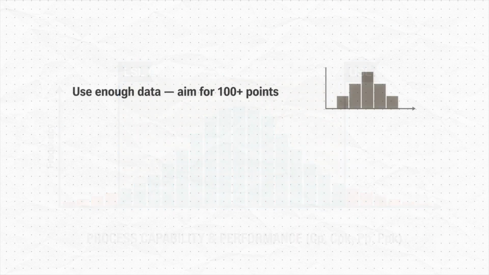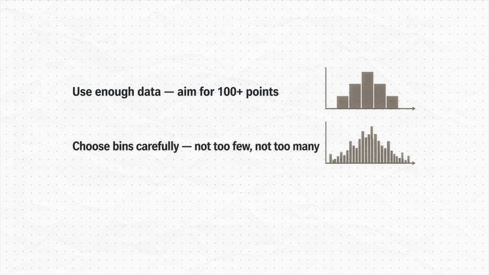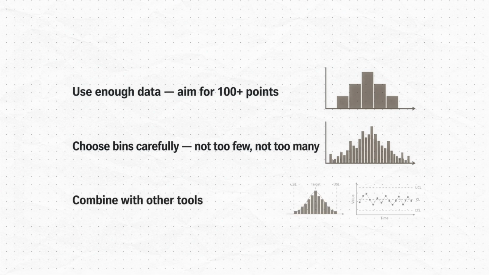A few practical tips before we finish. First, always use enough data. A histogram built from 20 points can lie to you about the true shape. Second, be thoughtful about your bin count. Too few bins hides detail, and too many bins makes the pattern look like random noise. Third, never analyze a shape in isolation. Use the histogram alongside the other quality tools, especially control charts and capability metrics, to understand whether your process is both stable and capable.